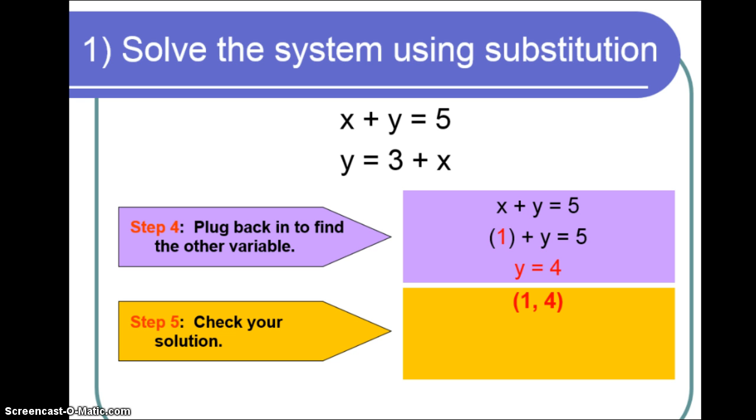Finally, we want to check our solution. So our solution is the ordered pair (1, 4). We want to plug that back into the first equation. 1 plus 4 does equal 5. And 4 equals 3 times 1 plus 5... which is true. So lucky for us, we are on the right path, and we have properly solved a system of equations using substitution.